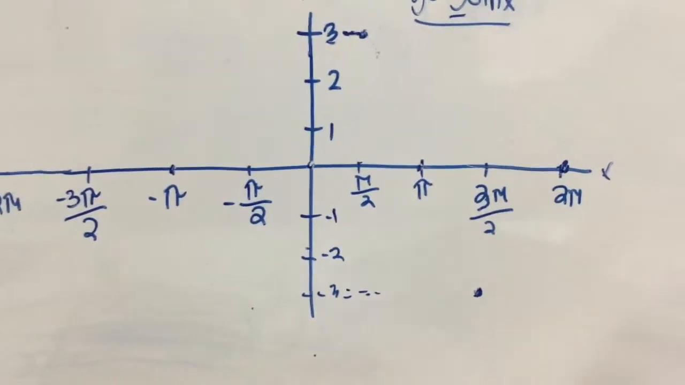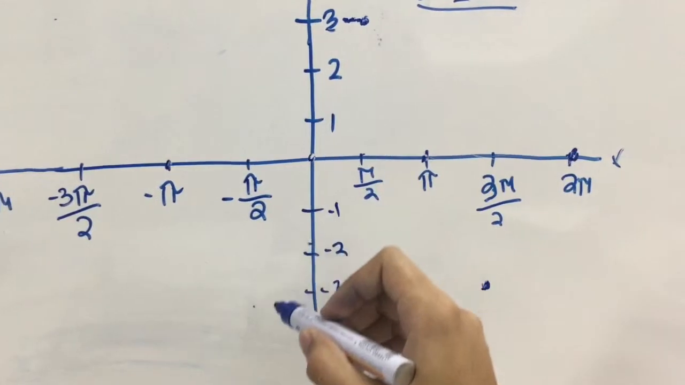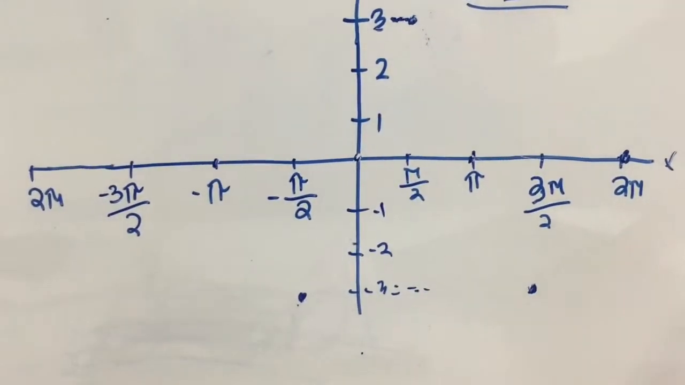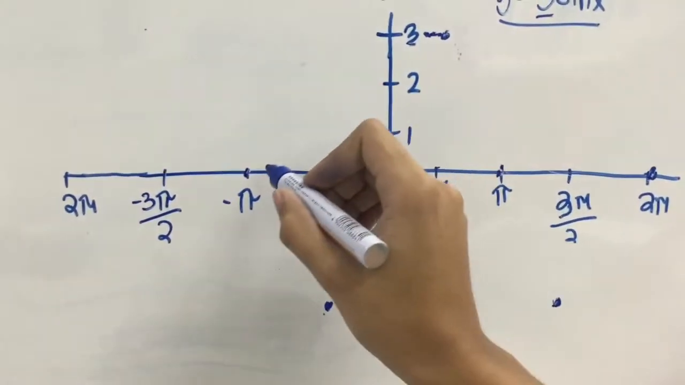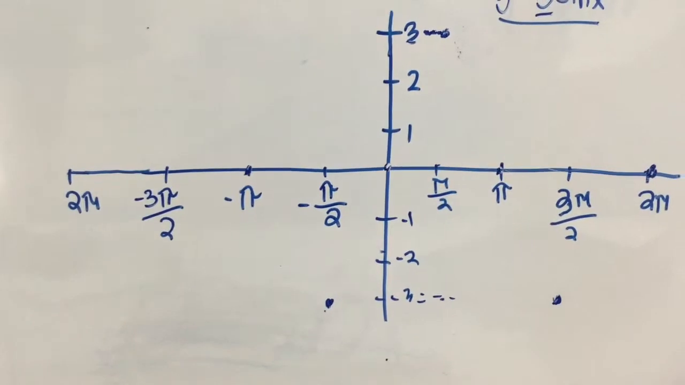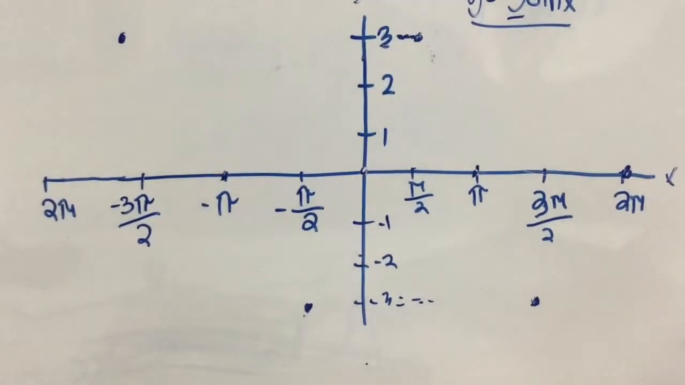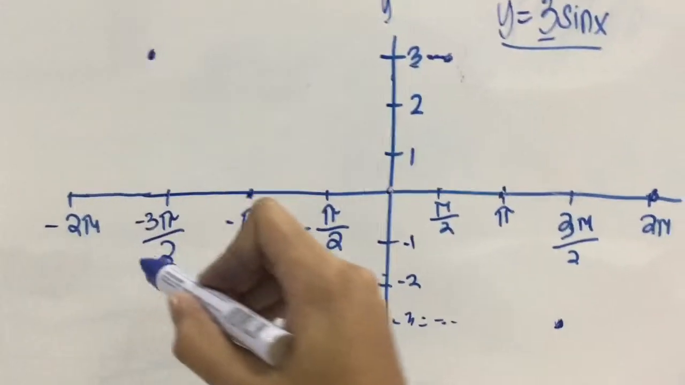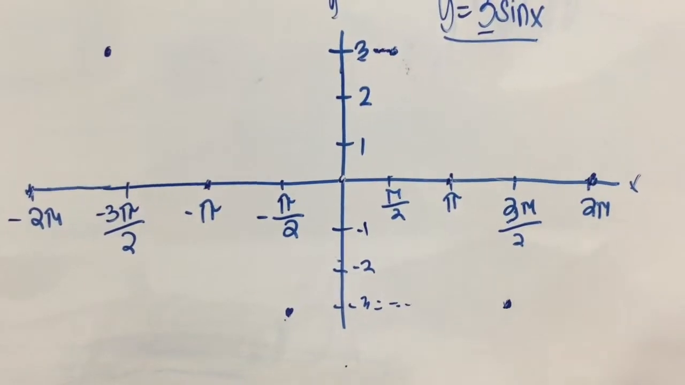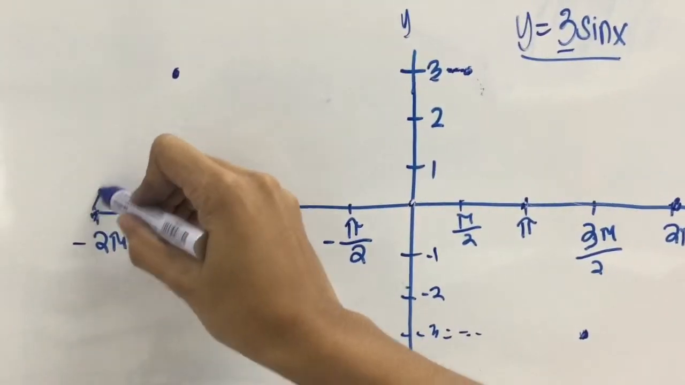So what about the negative side? The sine of negative pi over 2 will be negative 3. The sine of negative pi is equal to 0. The sine of negative 3 pi over 2 will be 3. And finally, the sine of negative 2 pi is equal to 0. So if we're going to connect and sketch its graph, it will look like this.